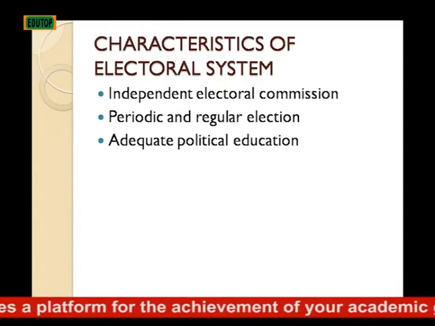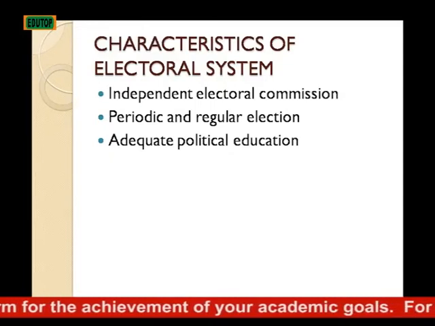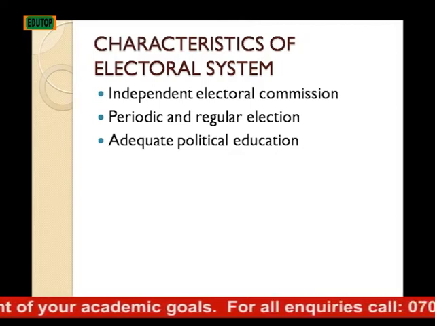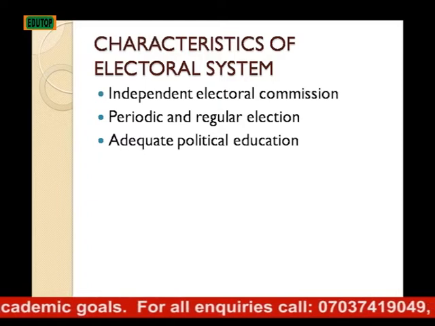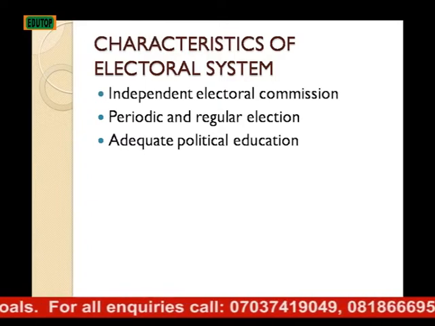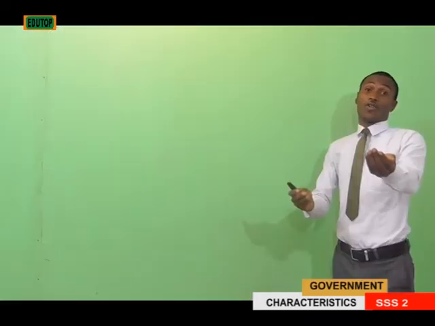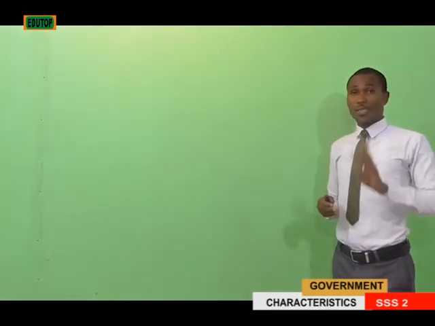The next is characteristics of electoral system. What are the features of electoral system we want to know? First, in any electoral system, there must be an independent electoral commission. In Nigeria, we refer to such commission as the Independent National Electoral Commission, that's INEC. The next is periodic and regular election. There must be periodic and regular election for any electoral system. The next is adequate political education, which of course is part of the job of political parties. These are three characteristics of electoral system.